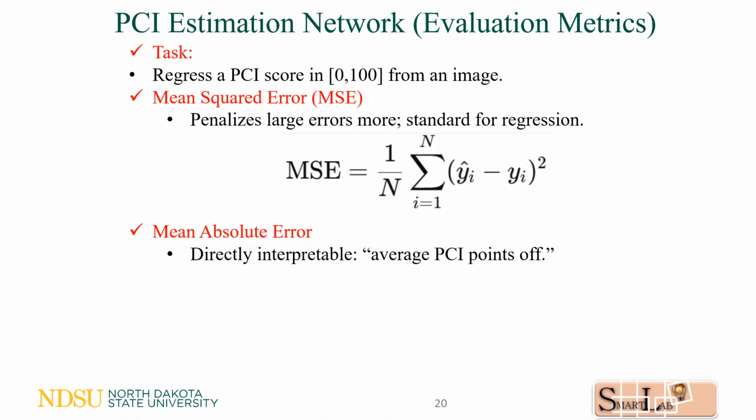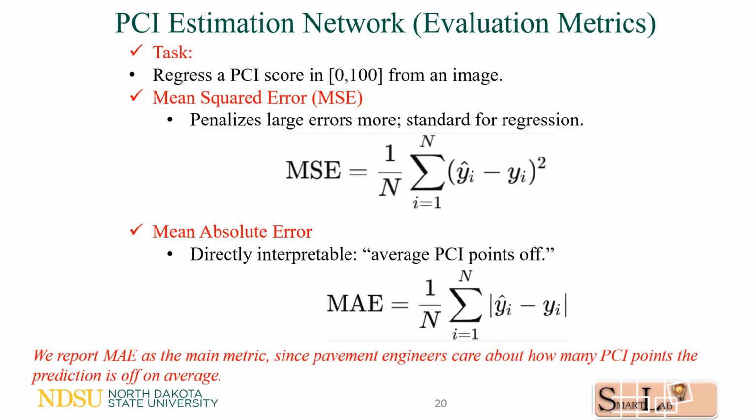We also have the mean absolute error, which is also very interpretable because it just tells us how off our predicted PCI is from the actual PCI value. And there's the formula for the mean absolute error. Now we report mean absolute error as the main metric because pavement engineers really care about how far off the PCI is from the prediction.